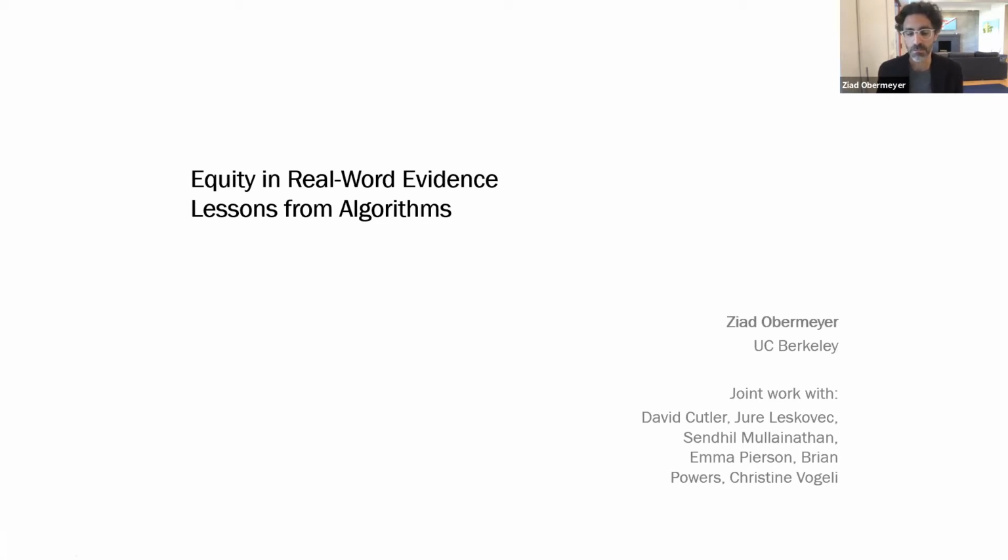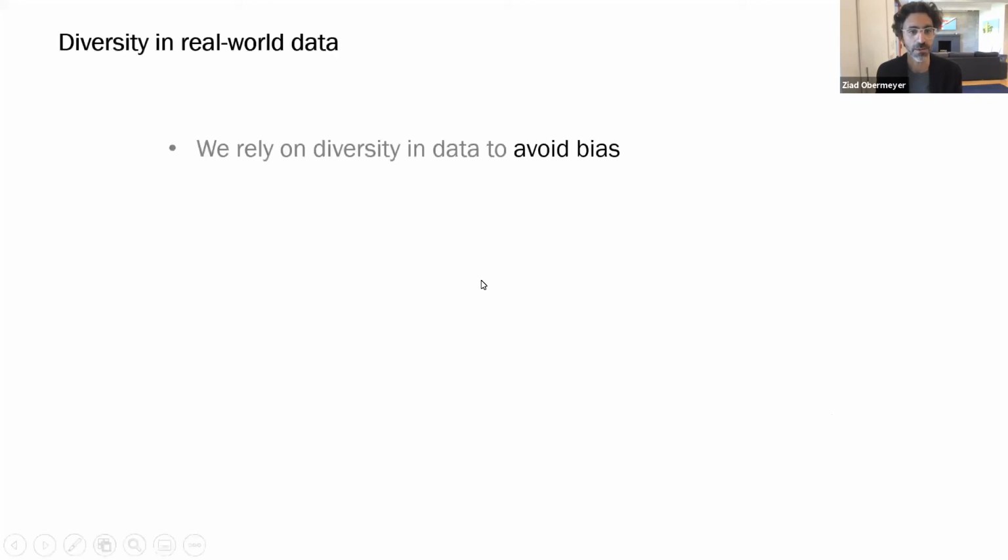Now, algorithms are typically thought of as a place where you can at least learn what goes wrong, but I've also learned a lot about what goes right and how we use data for good rather than for reinforcing some of the inequalities that we worry about. So the topic for today is diversity and representativeness in real world data.